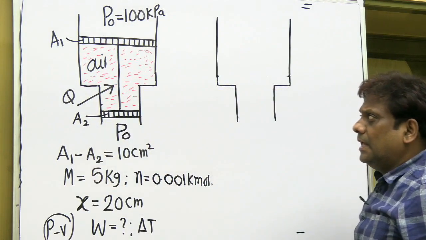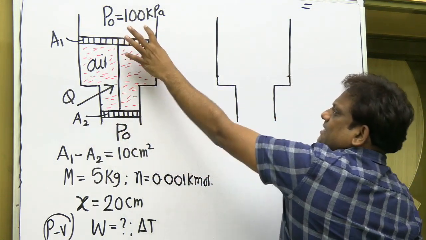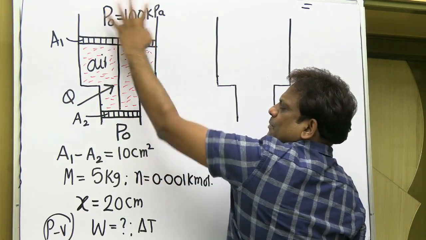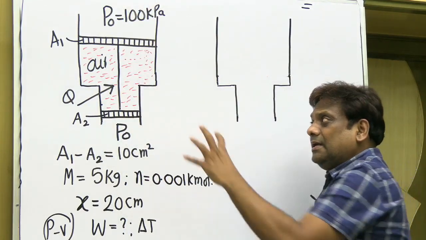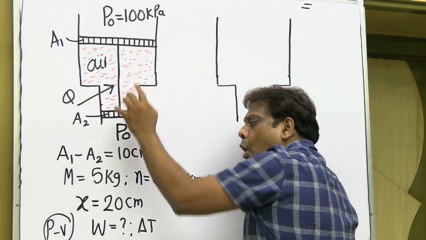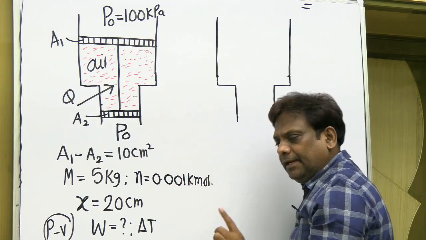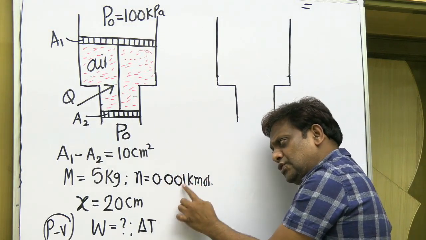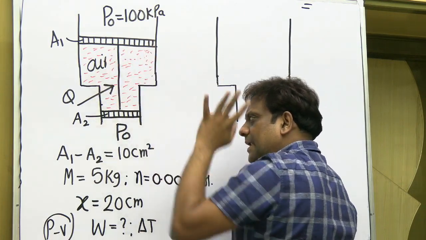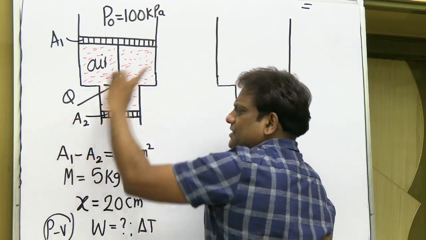I repeat, the mass of this piston assembly and this rod is given as 5 kilogram. Now he says the atmospheric pressure, it is open at both the ends, and here it is exposed to atmospheric air, here it is exposed to atmospheric air. Now this contains 0.001 kilomole of air. Now, this air is heated.